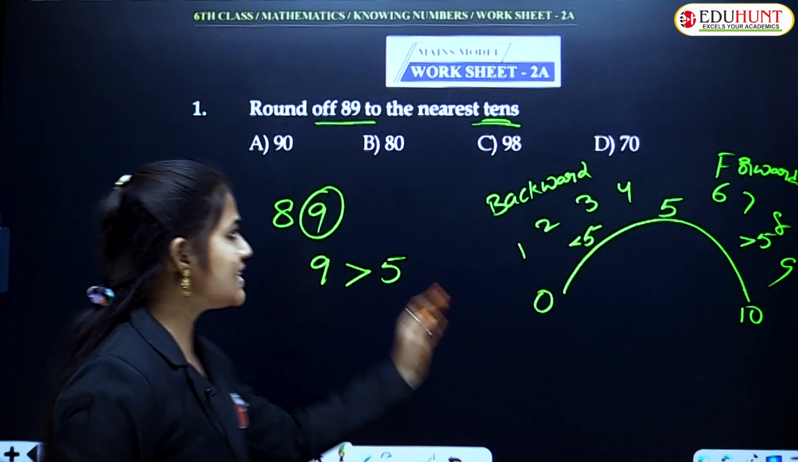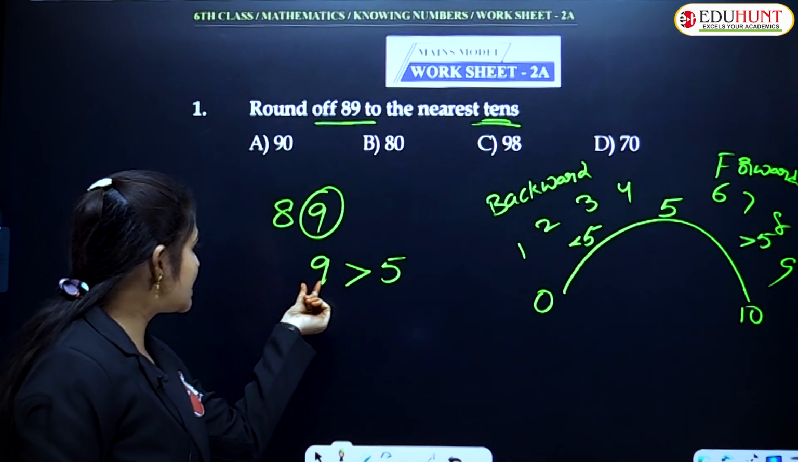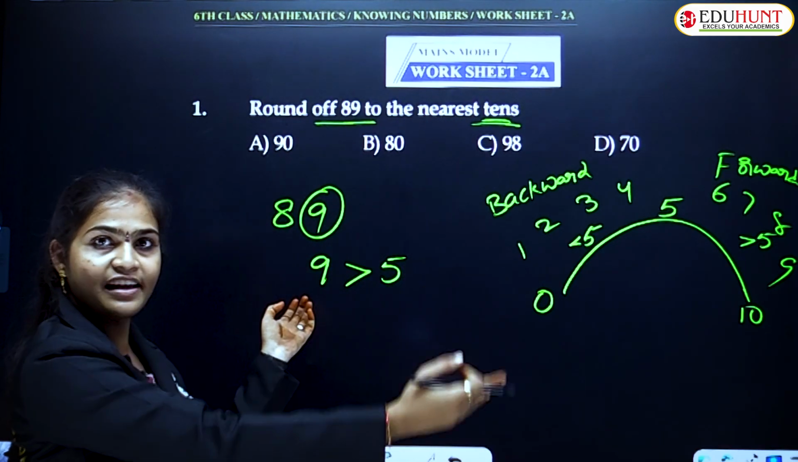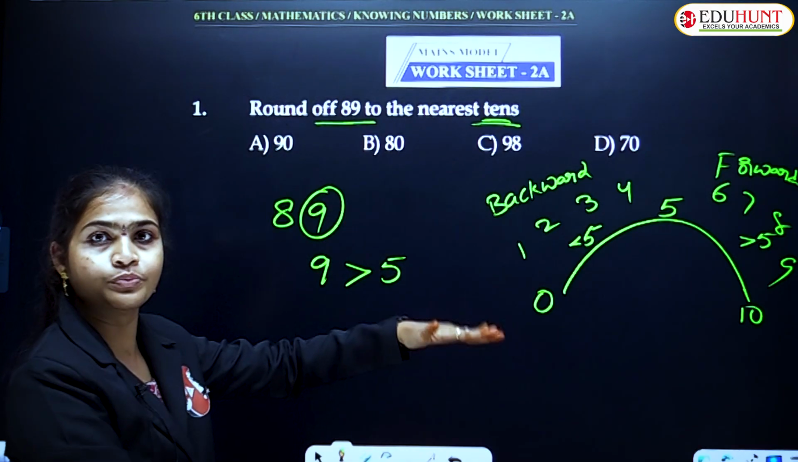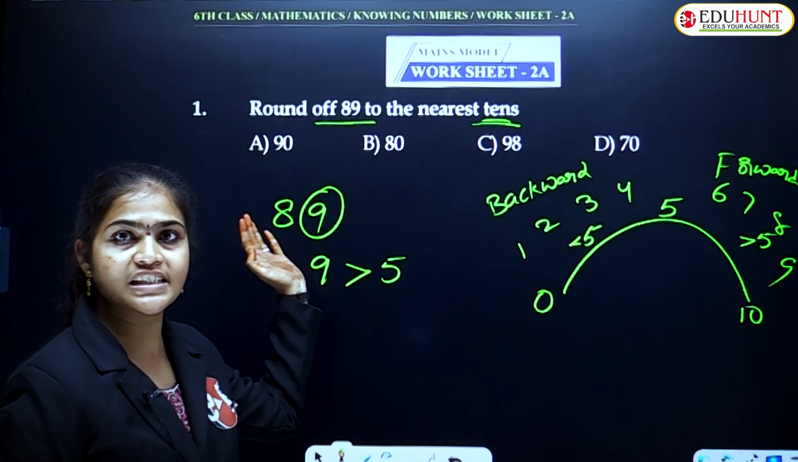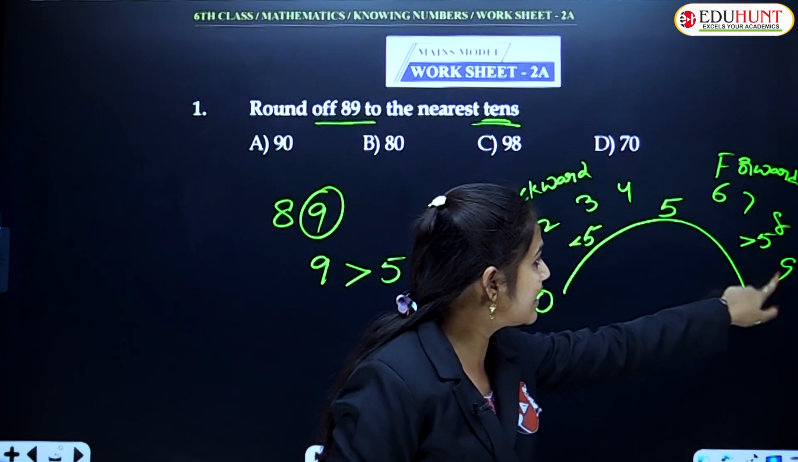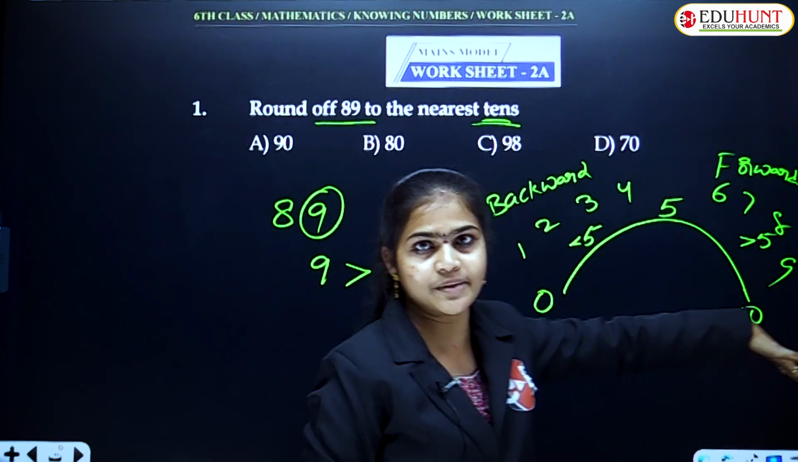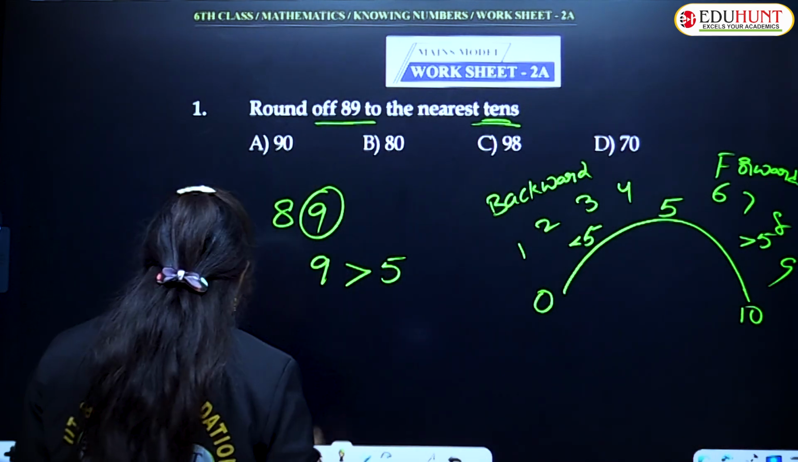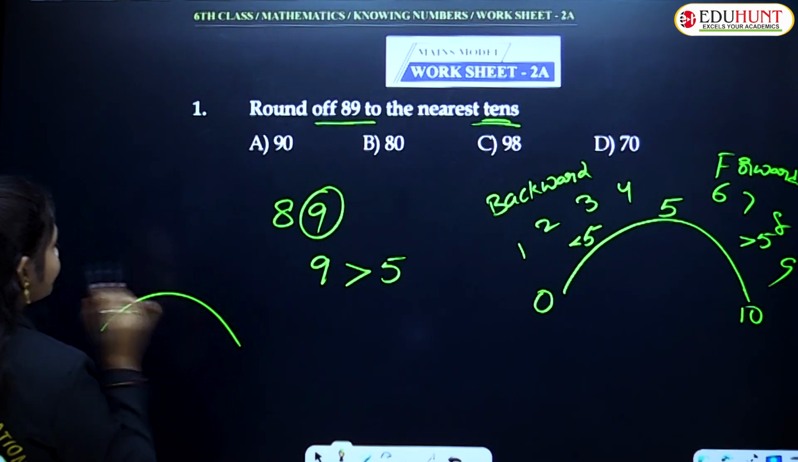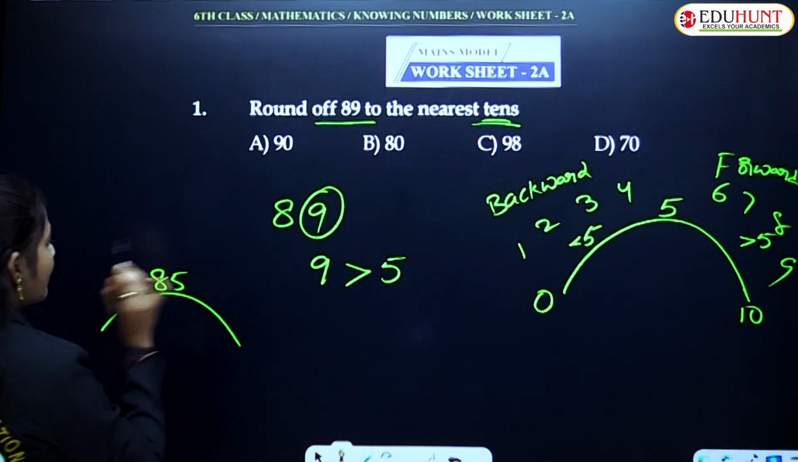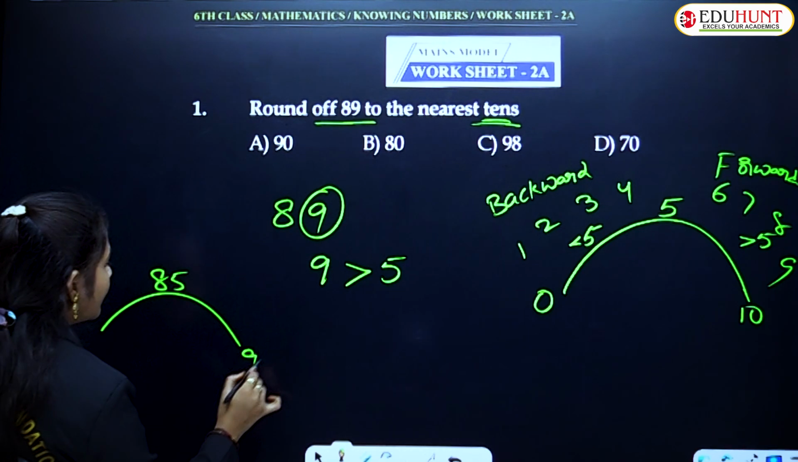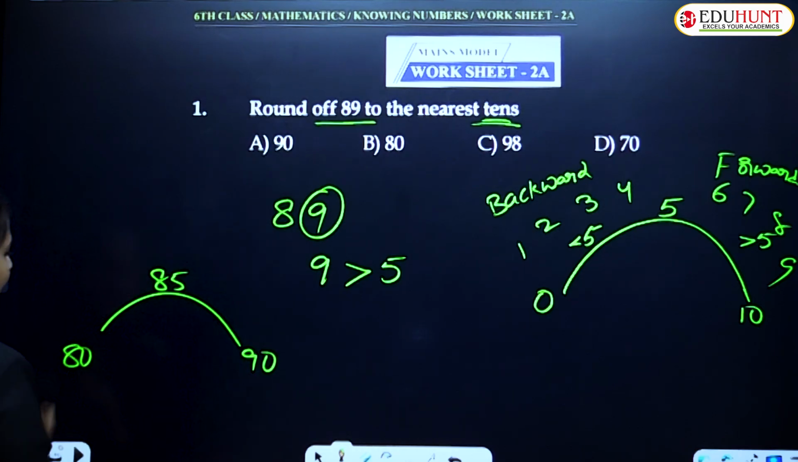If the digit we are comparing is greater than 5, which side do we have to move, forward or backward? Yes, 9 is greater than 5, so we have to move in the forward direction. Here the number is 89. Just take 85, 90, and 80.